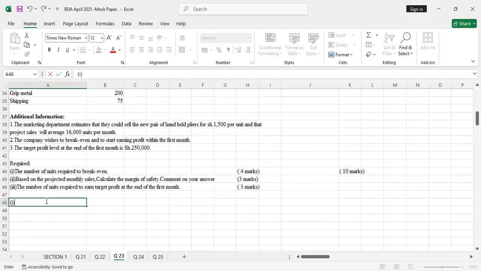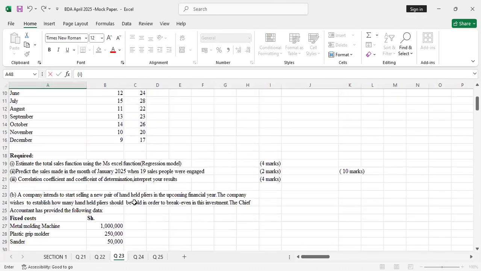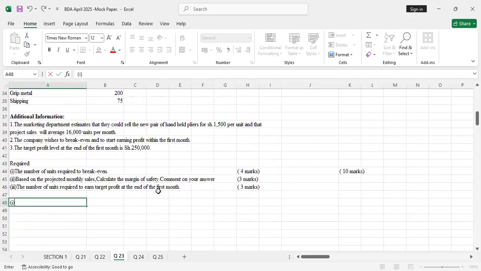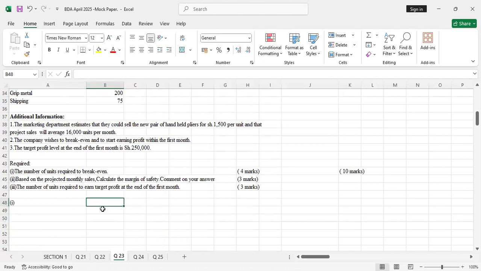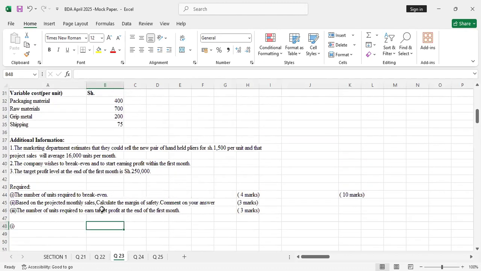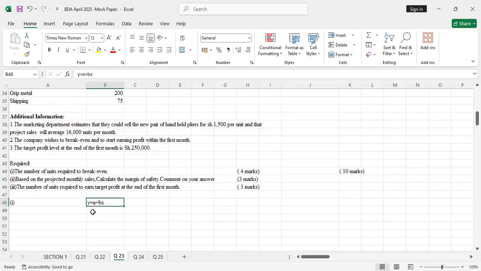So what the examiner is asking for is the regression model. And this was a question under management accounting. So under the regression model, we do a presentation in the form of Y is equal to A plus BX. So this is the regression model.